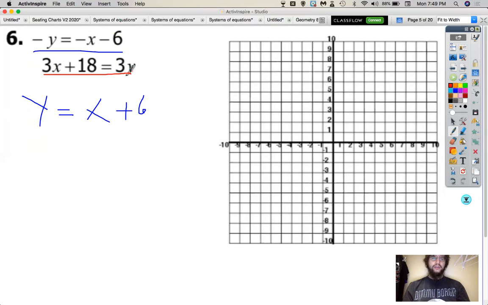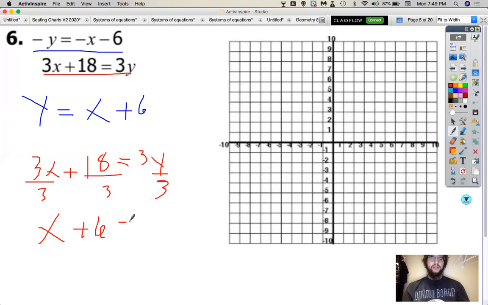Looking at red here, I need to divide through by 3. Well, I'm going to copy it down. 3x plus 18 equals 3y. Divide through by 3 to get rid of this coefficient of y here. Use a calculator: x plus 6 equals y. Not quite what we need, so flip that around, symmetric property of equality there. Y equals x plus 6. Now you may notice something. You may have the answer now, but if you don't, that's okay. We're going to graph them.